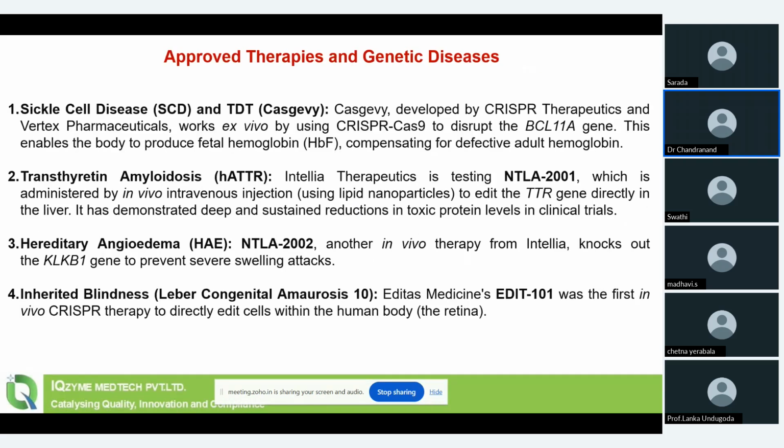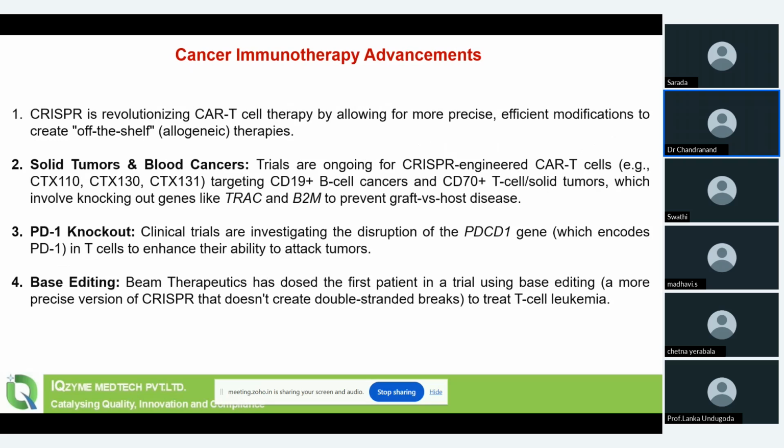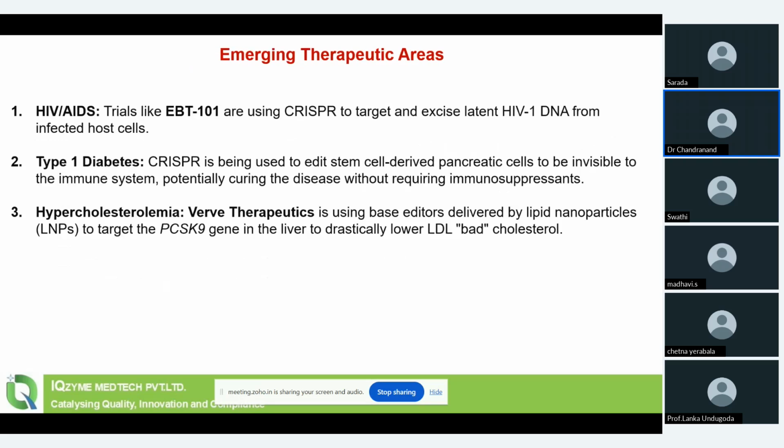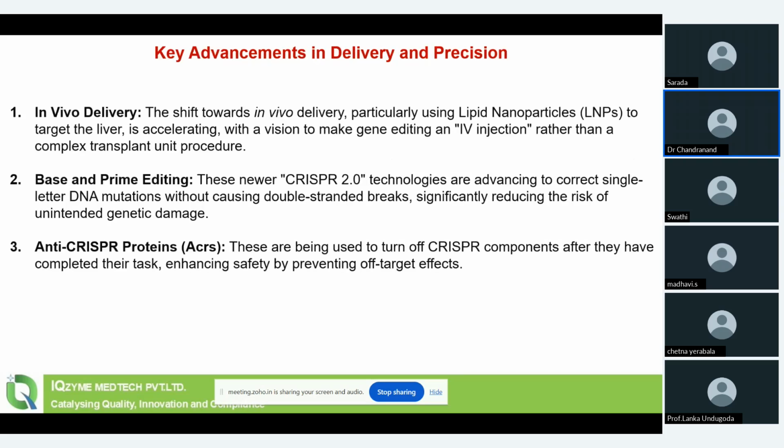So these are some of the approved therapies and genetic diseases. I leave the presentation with the organizers. You can take it from there. In cancer immunotherapy, these are the CRISPR solutions. And in therapeutic areas, there are emerging solutions that are coming up. And these are the advancements in delivery and precision.